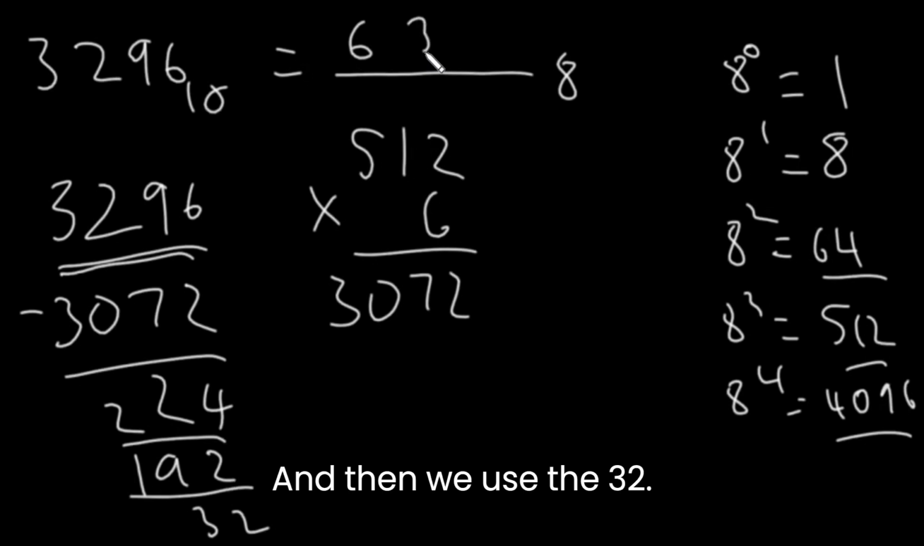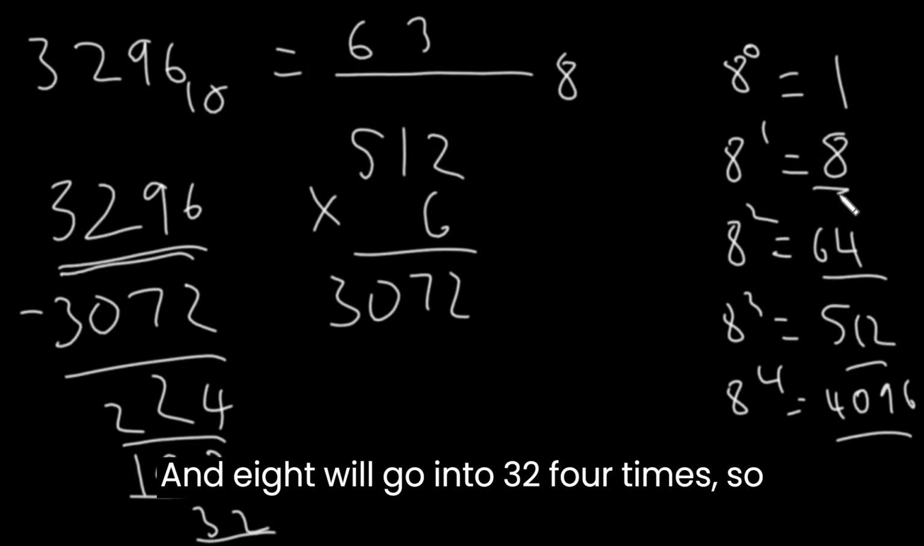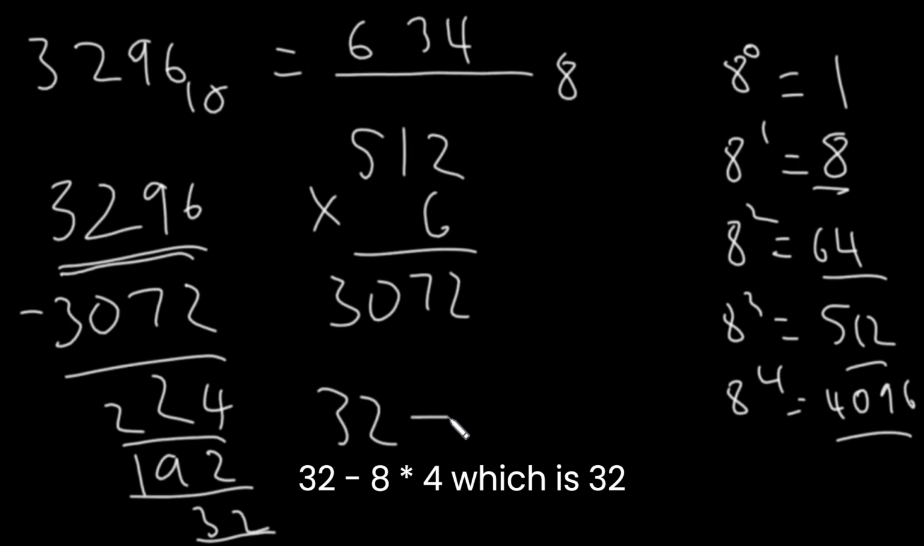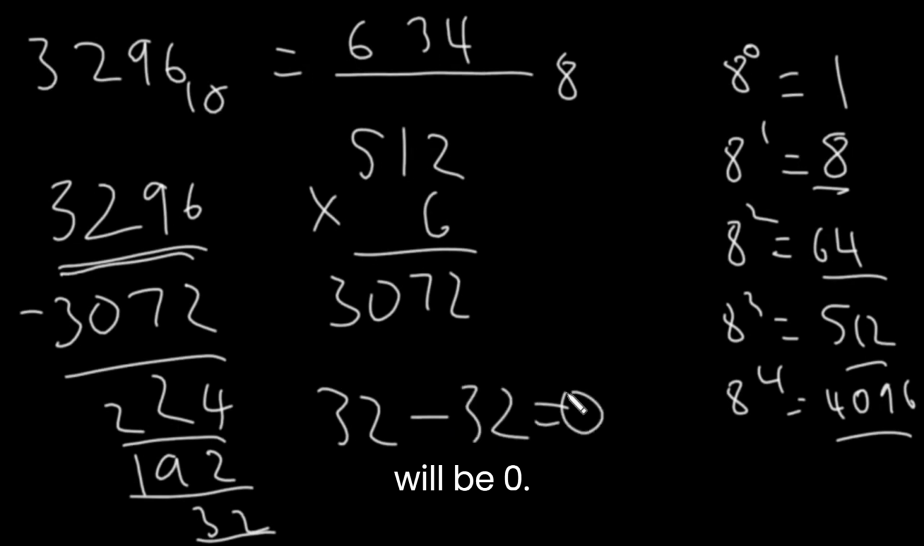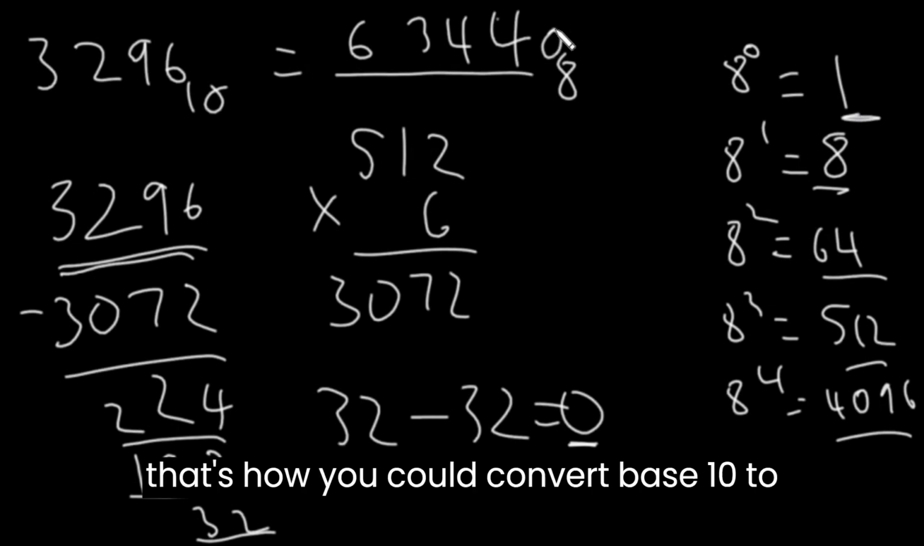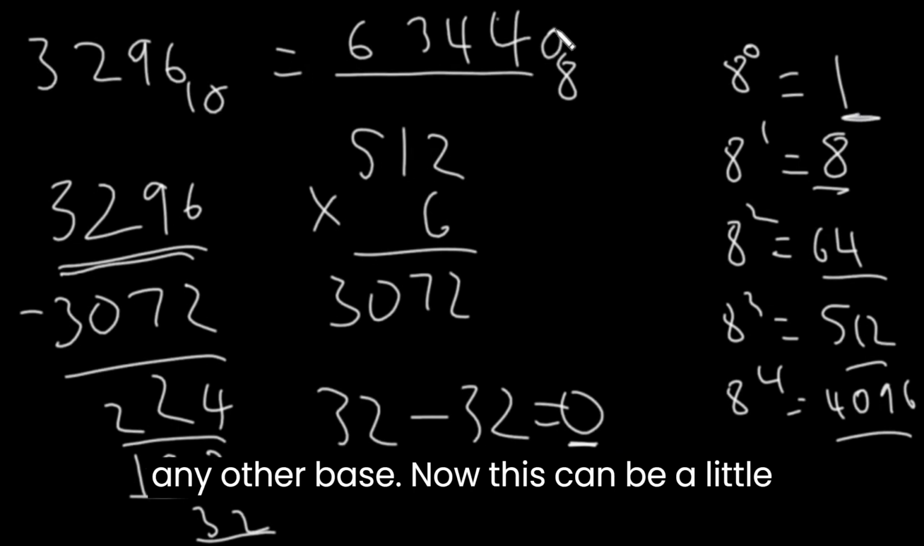And then we use the 32. And 8 will go into 32 4 times. So we can write a 4 there. 32 minus 8 times 4, which is 32, will be 0. So we write a 4 there. And 0 is the only number left. We don't have to use the 1, so this will be a 0. That's how you can convert base 10 to any other base.